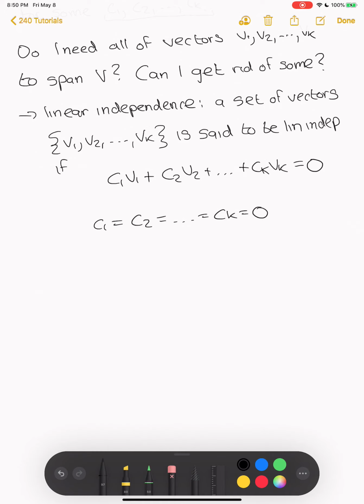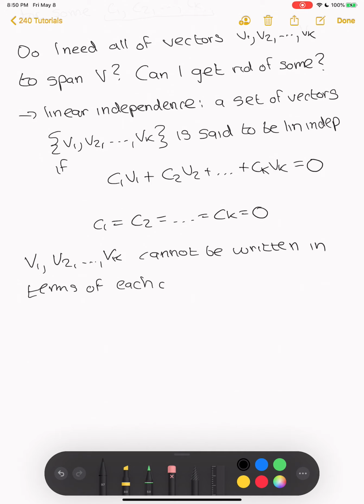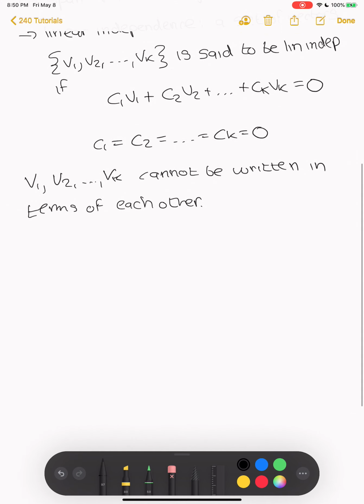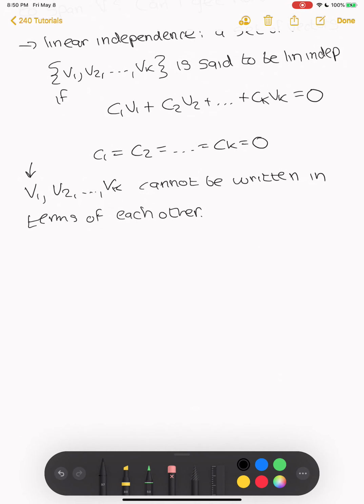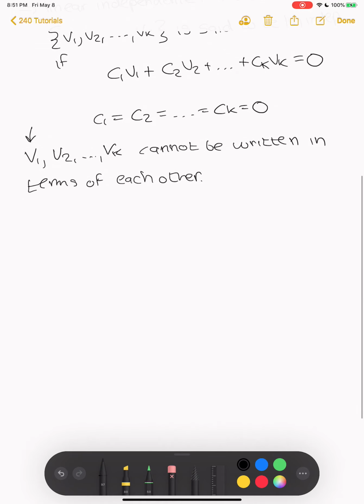So what this tells us then is that all of the vectors v1 up through vk cannot be written in terms of each other. And so why do we care about that? Well, it means then that each of these adds something new to the table. So each one of these provides some new information about our vector space that we didn't have before. And so we need to keep them around in order to describe our vector space.